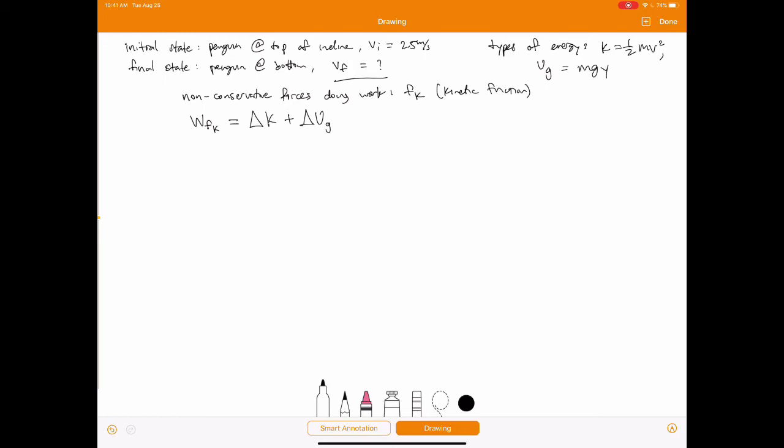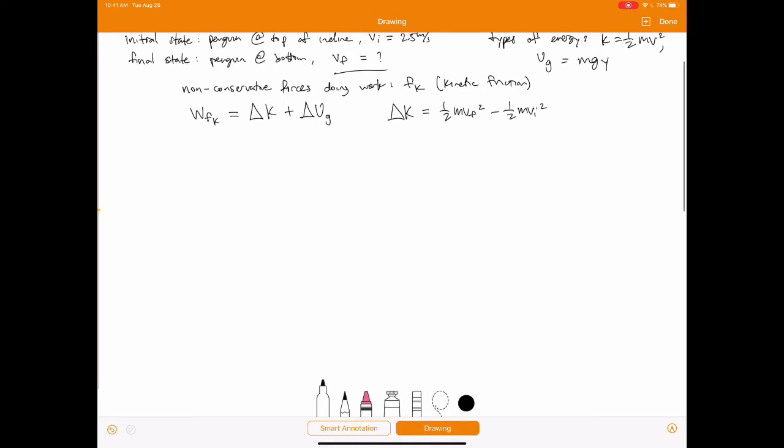So work done by friction is equal to delta K plus delta U, but specifically we're talking about gravitational potential energy. Okay, so what we're going to do next is just come up with a formula for each one of these three terms in the equation. So how about we start with kinetic energy, delta K? Well, that's going to be given by 1/2 m v final squared, which is what we want to find out, minus 1/2 m v initial squared. So that's pretty straightforward. What about delta U? Well, that's going to be mg y final minus mg y initial. So let's do a little bit more work to see how we can write that expression out.